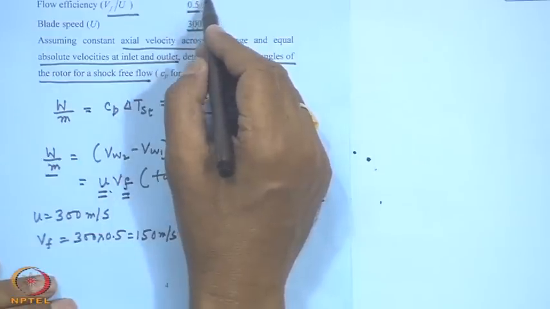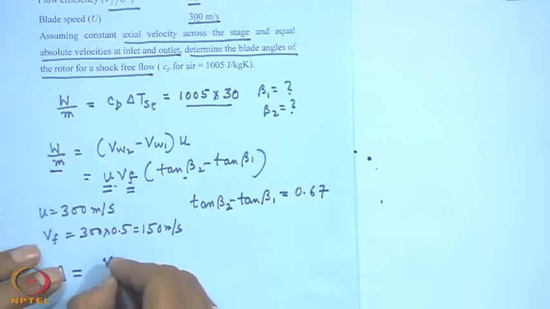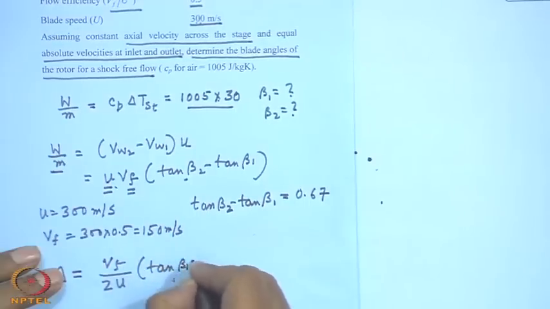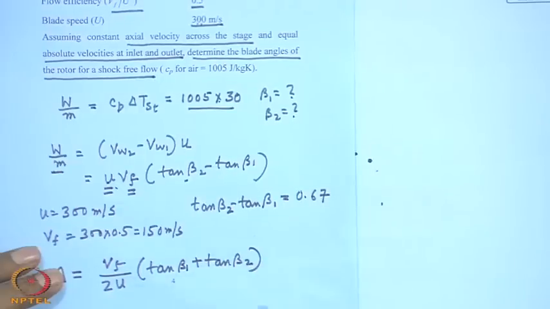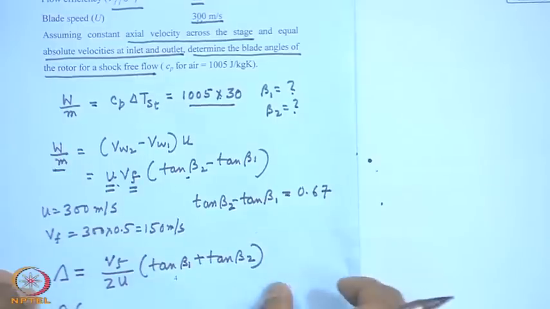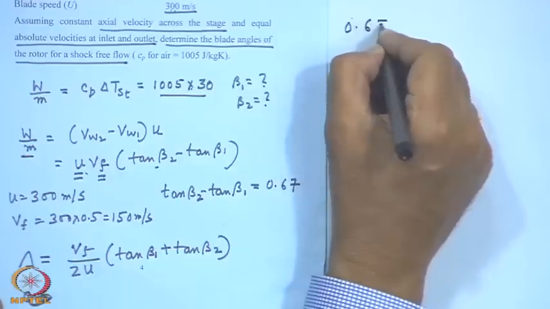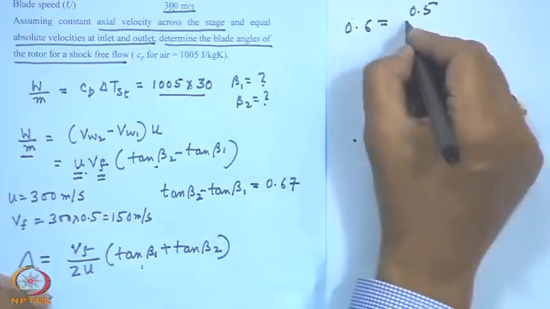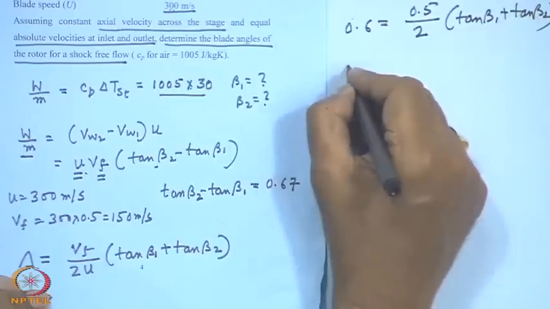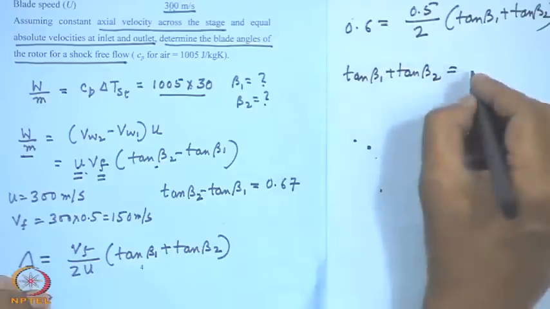the relationship of degree of reaction. Degree of reaction, if you remember, is given by Vf by 2U times (tan beta 1 plus tan beta 2). We did this last class. Here Vf by U is 0.5, and the degree of reaction is given in the problem as 0.6. So it's a simple problem which gives the relationship: tan beta 1 plus tan beta 2 is 2.4.